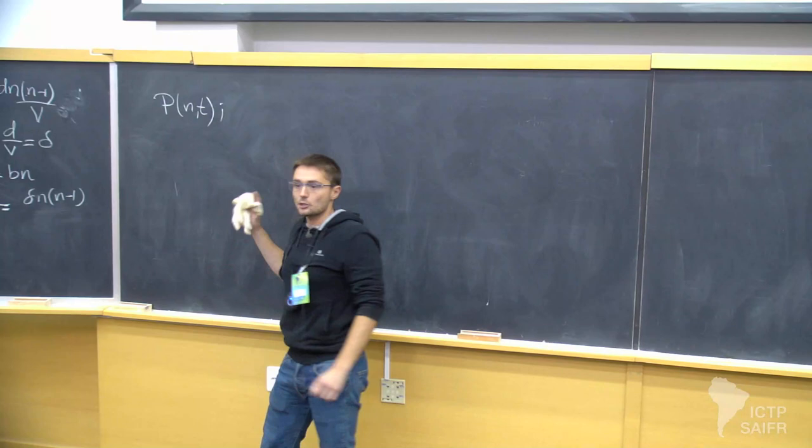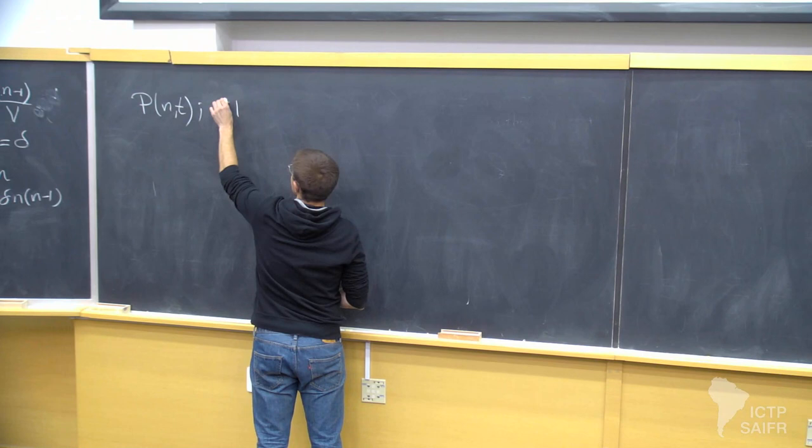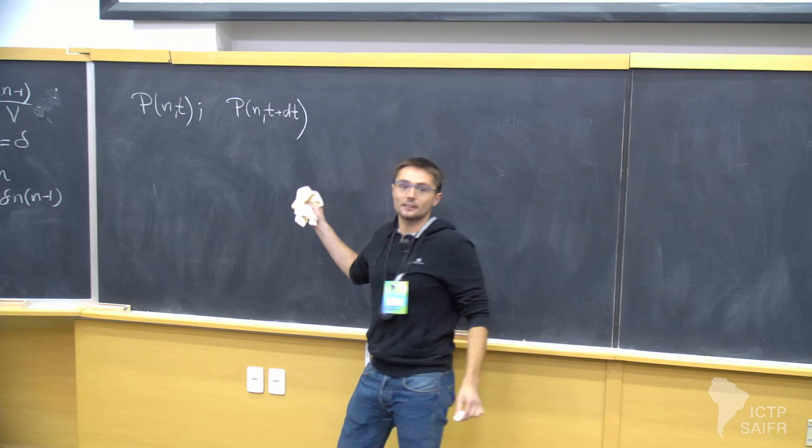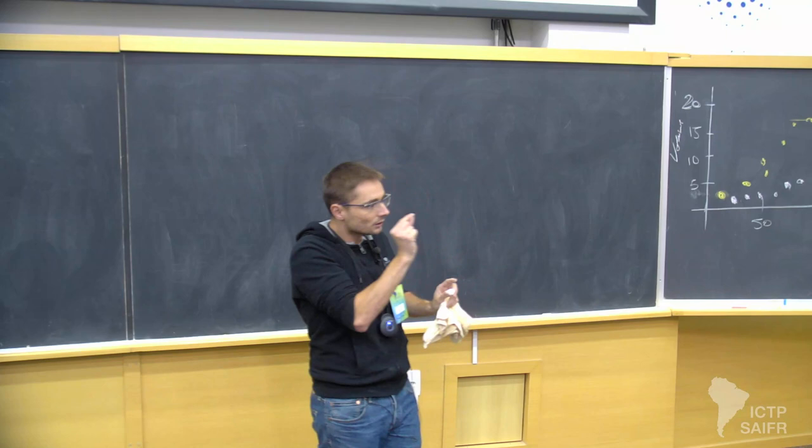To see how this probability distribution evolves in time, we can say that the probability of having n cells at time t plus dt, and here this dt is this small time step that I was saying before, we are going to observe the system on very, very small time steps. What is this probability equal to?